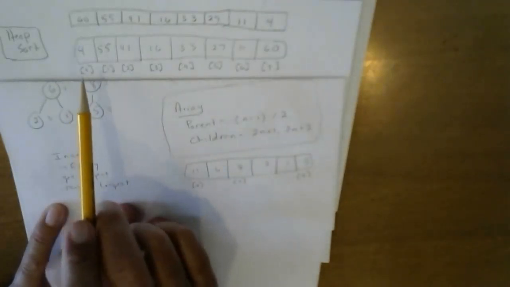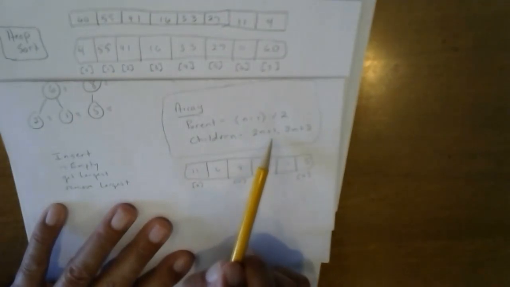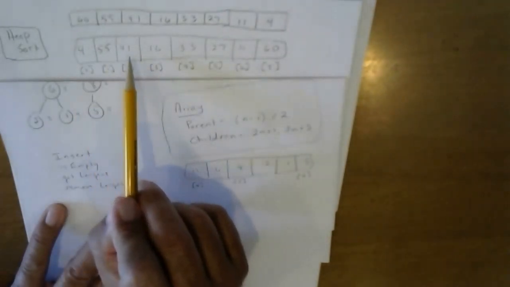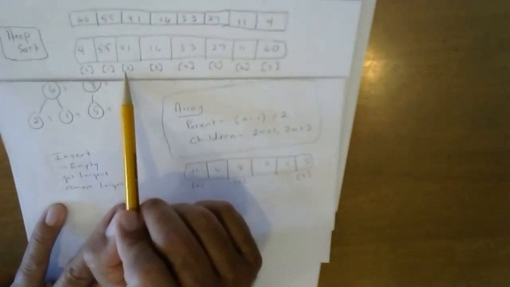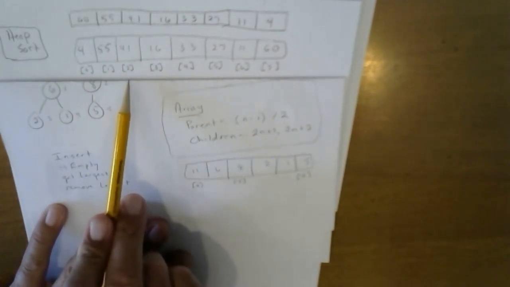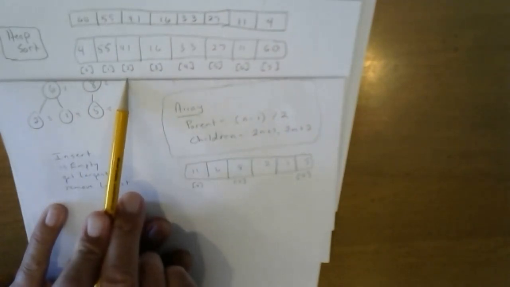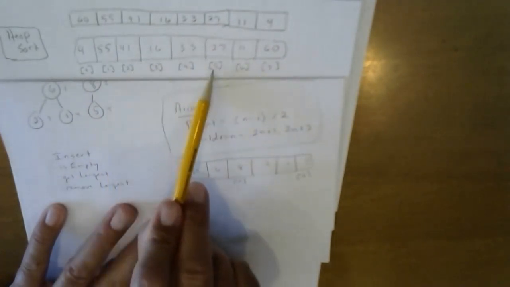Percolating down, right? 4, where are your children? Your children are at 1 and 2. Do I need to swap any? If so, I do it. Which one did I swap? Well, let's say I swapped at the second position. I need to keep going. Where are your children to see if we need to swap? It looks like 5 and 6. So this guy would check with 5. So 41's children are at 5 and 6. They're 27 and 11.